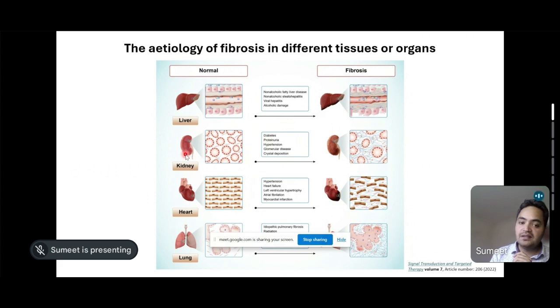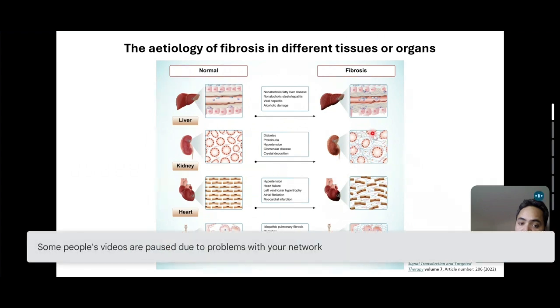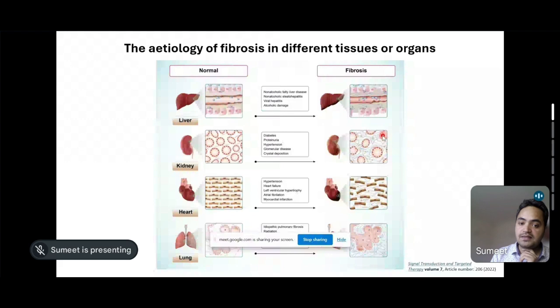If you talk about kidney, this is how the normal structure looks. But during fibrosis, which could result from diabetes, proteinuria, or hypertension, or any glomerular disease or crystal deposition, you have a lot of ECM deposition, which you can see here. Similarly, in heart, you have the similar deposition, and also in the lung. And what you can see from here is there are a range of diseases within every single organ which are resulting in fibrosis.